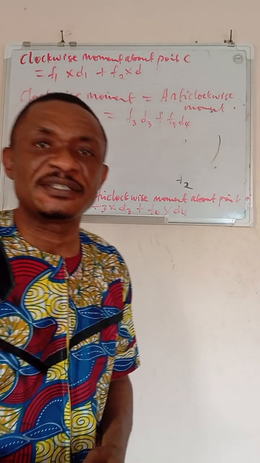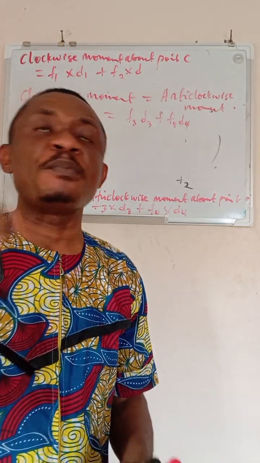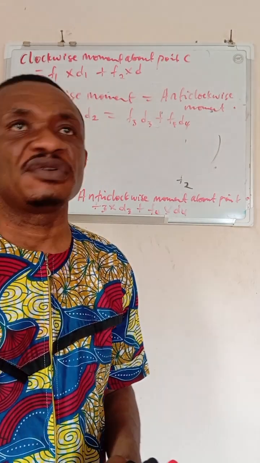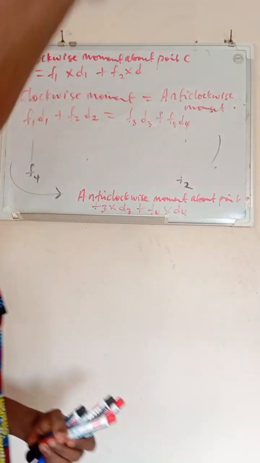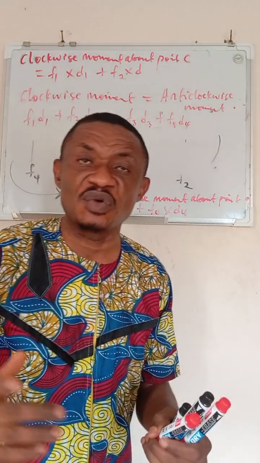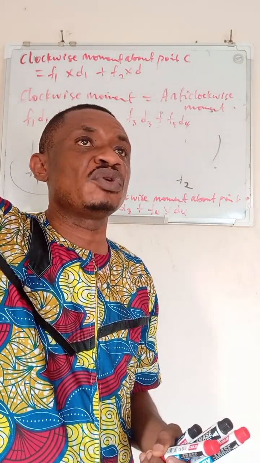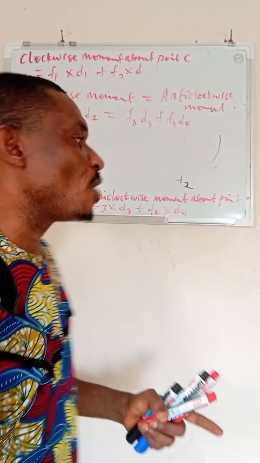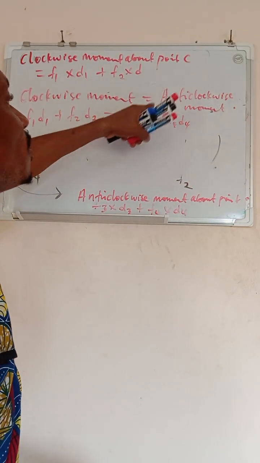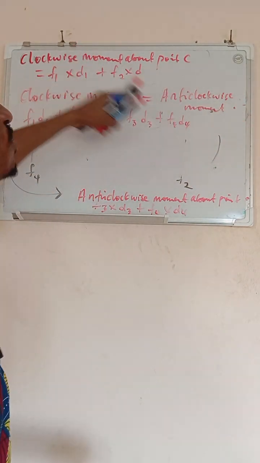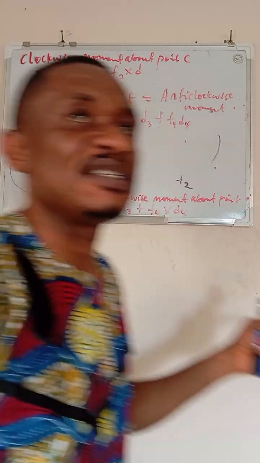Now remember that we can also say that upward forces equal downward forces. For a body to be in equilibrium, upward forces also equal downward forces. Likewise, we say the sum of the clockwise moments equals the sum of the anti-clockwise moments.